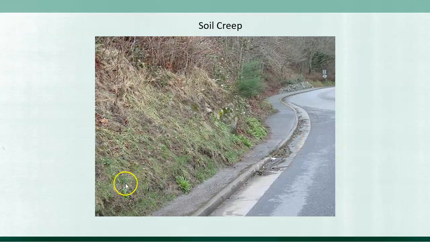A little less dramatic than rocks falling off a mountain is soil slowly creeping downhill. You can see this pathway right here has been covered by soil that has just ever so slowly crept its way down a slope. And it's not a very exciting form of mass wasting, but actually a huge amount of material in the world moves downslope as a result of the very slow movement of soil.